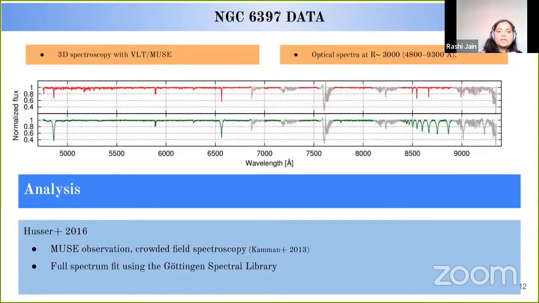So in one of the studies, the authors used the MUSE spectra of stars in NGC 6397, medium resolution optical spectra, to see if they find impact of atomic diffusion in the spectra of the stars. They performed the full spectral fitting for the stars using a theoretical library called the Göttingen Spectral Library, and derived the metallicity and effective temperature of the stars.